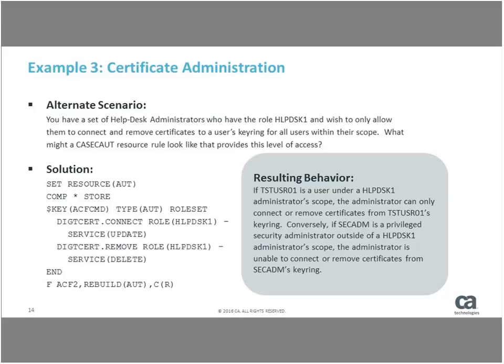So again, what's the resulting behavior here? Using test user 1, you can administer connecting and removing certificates from their keyring. But if you have SecAdmin, who's not under your scope, you can't do anything to him regarding his certificate.